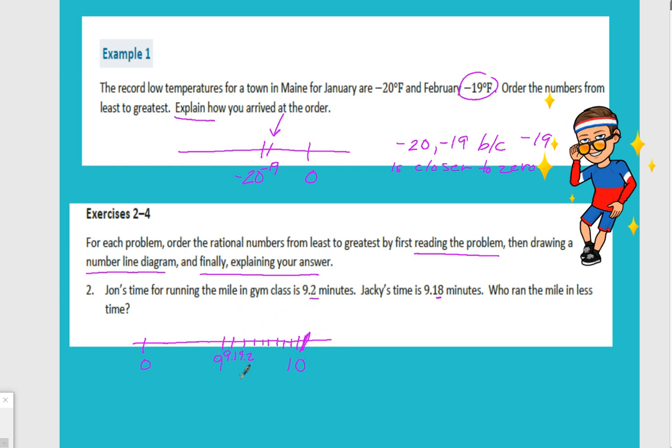By doing that, I can see that if I put 9.2, which is right here, if this is John, and then I go and plot Jackie on here, which is only 9.18, she is right next to him, but a tad bit faster, right? So who ran the mile in less time? Jackie. Why? Because her score is closer to 0.